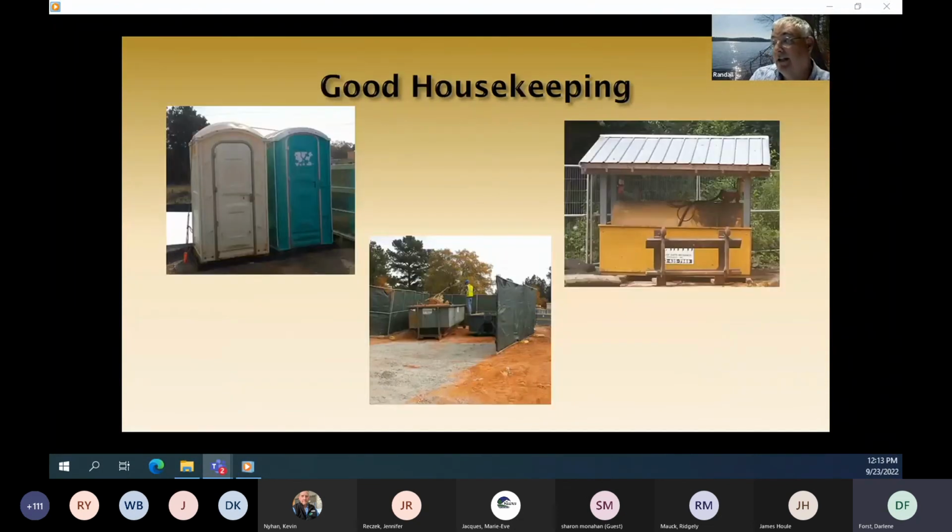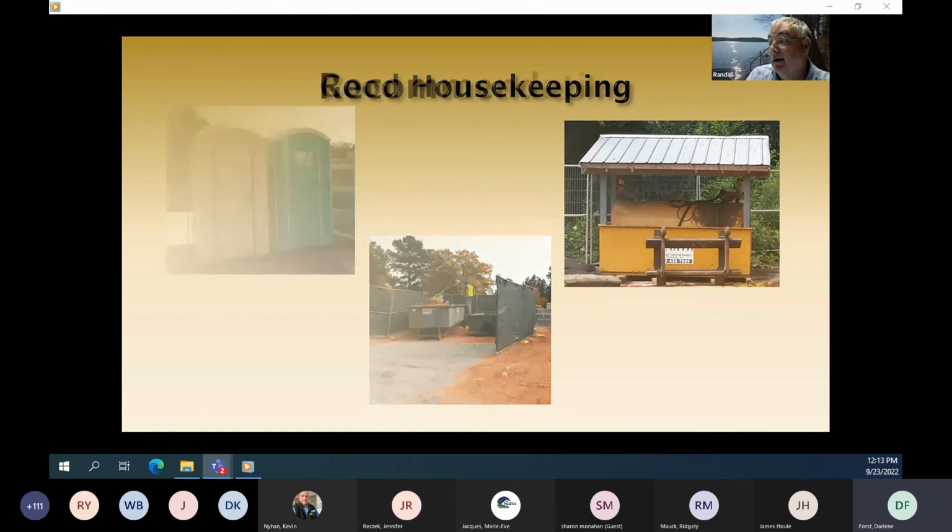The one thing we're not going to cover today is good housekeeping. That's a whole other topic, but just know that this is part of your responsibility in developing a stormwater pollution prevention plan. This is part of your erosion control, things like spill kits and making sure you have the proper materials on site and that you're taking care of other potential pollutants.